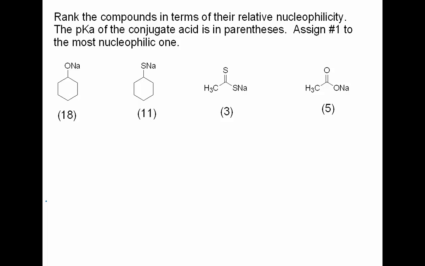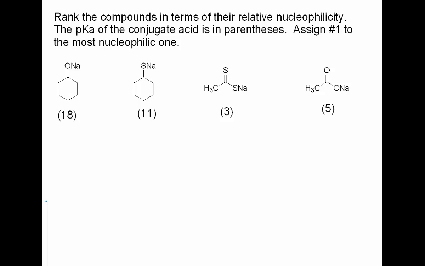Okay, so we're going to do a final nucleophile ranking question before we end this video. Rank the compounds in terms of their relative nucleophilicity. The pKa of the conjugate acid is in parentheses. Assign number 1 to the most nucleophilic one, number 4 to the least nucleophilic one, and numbers 2 and 3 wherever they lie. Okay? All right, so again, do this and then restart the video and you'll see the answers.